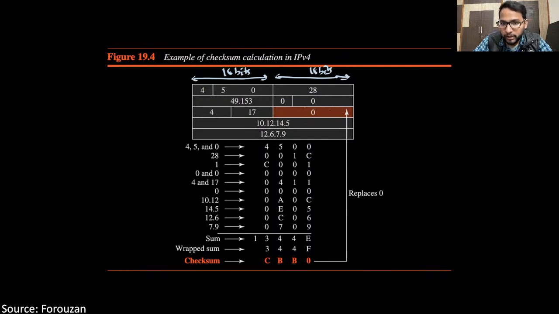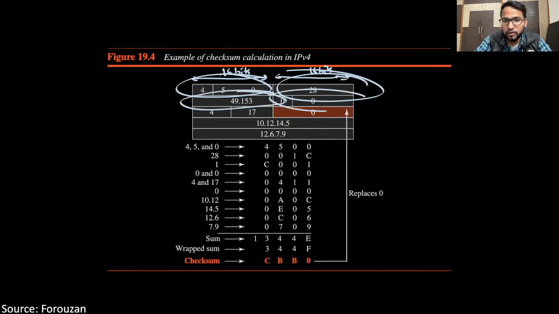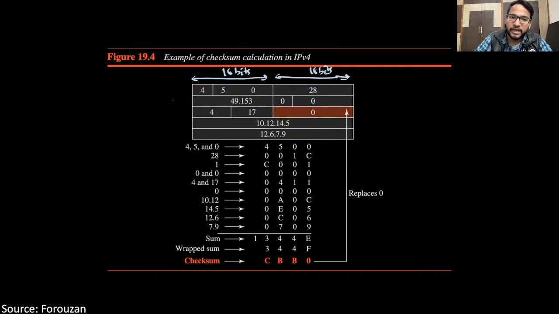You will put all zeros in the checksum field, and then you will group each 16 bits. You will take 450, this 16 bit, and then this 16 bit. So this is one group, another group, another group, like that. Then you arrange them vertically. This is the source IP address and this is the destination IP address. Because it is a 32-bit IP address, you divide it into two parts, grouping each 16 bits, because the checksum is 16 bits.